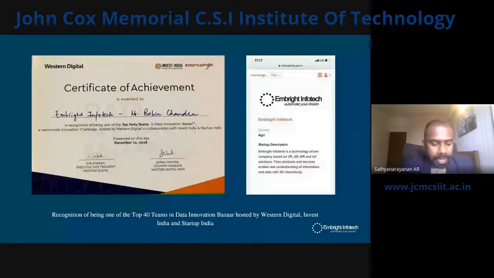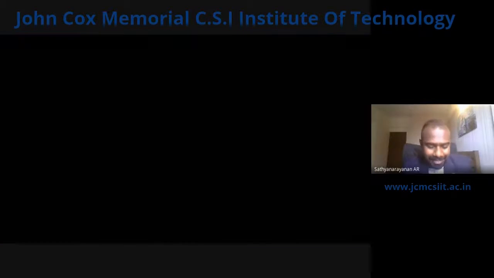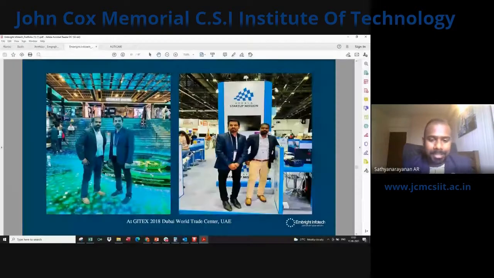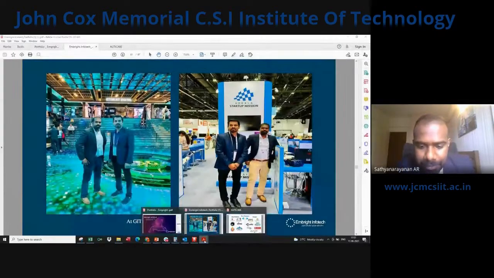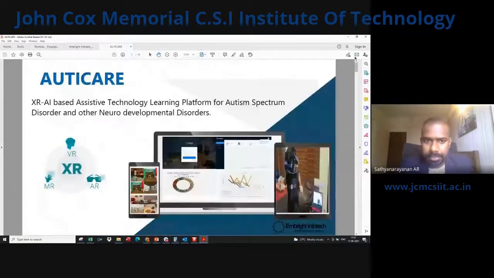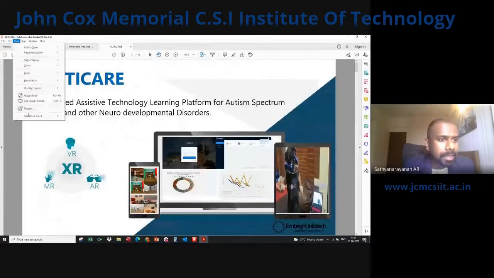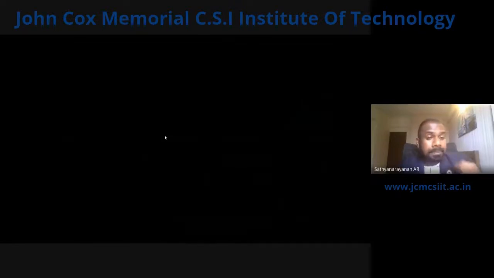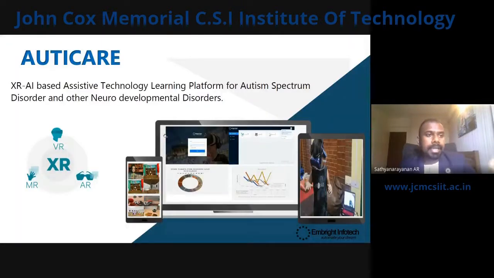And I'll show you our product. It is a learning platform for autism spectrum disorder. So this is a platform we built. It's called AUTICARE, an XR AI assistive technology learning platform for autism spectrum disorder and neurodevelopmental disorder. We use VR, AR, and mixed reality technology. It has a mobile application and a web application.